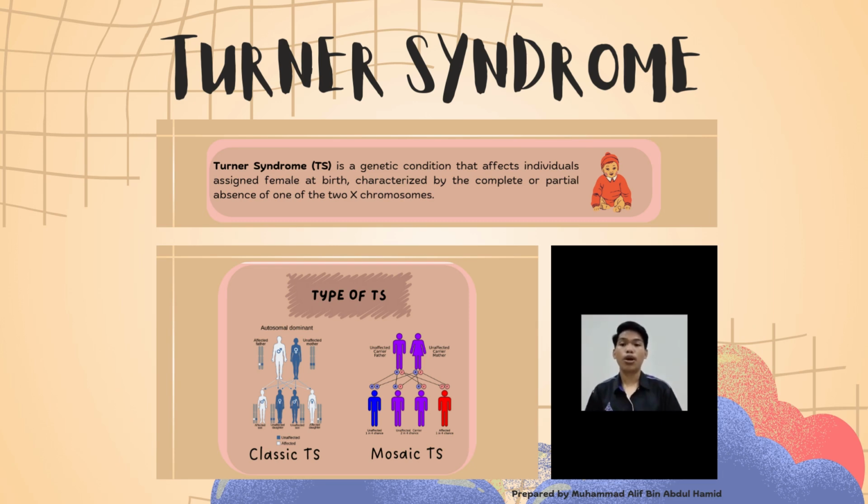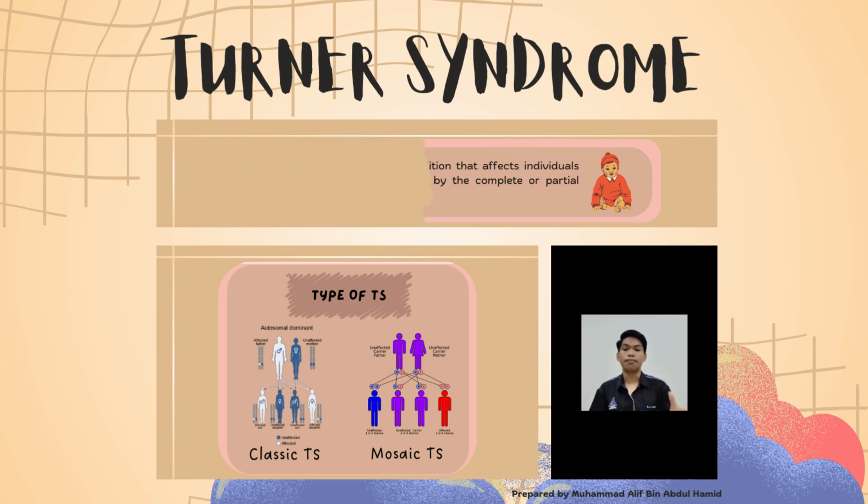In this video, we are going to talk about Turner syndrome. Turner syndrome is a genetic condition that affects individuals assigned female at birth, characterized by the partial or complete absence of one of the two X chromosomes. There are two common types of Turner syndrome, that is classic Turner syndrome and mosaic Turner syndrome.